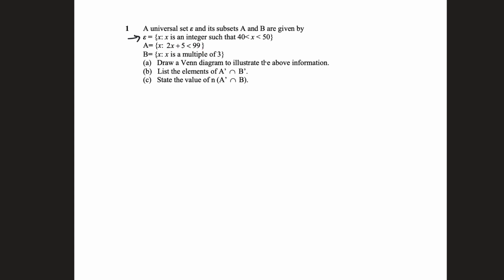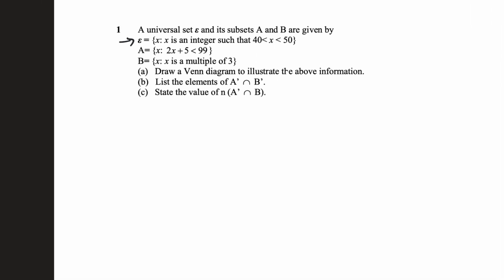We look at it later when we solve it. And B, where X is a multiple of 3. So all the multiples of 3 belong here. When they ask us to draw the Venn diagram to illustrate the above information, I think it's much better to just list down what is inside each set first.